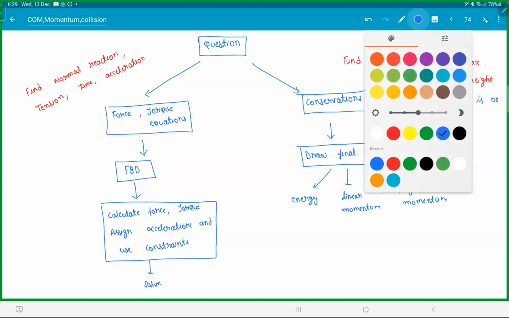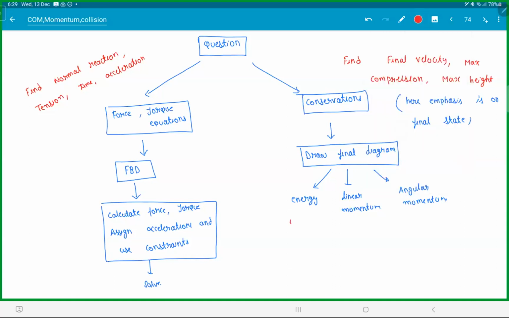Now you need to figure out which one to conserve. When can you conserve energy? If work done by external forces is 0. So after drawing the final diagram, check whether any external forces are doing work. If yes, then don't conserve energy. If no, conserve energy. When can you conserve linear momentum? When F external is 0. When can you conserve angular momentum? When torque is 0. Once you have that, solve. That's it. Simple plan. The main thing is figuring out which side to go.